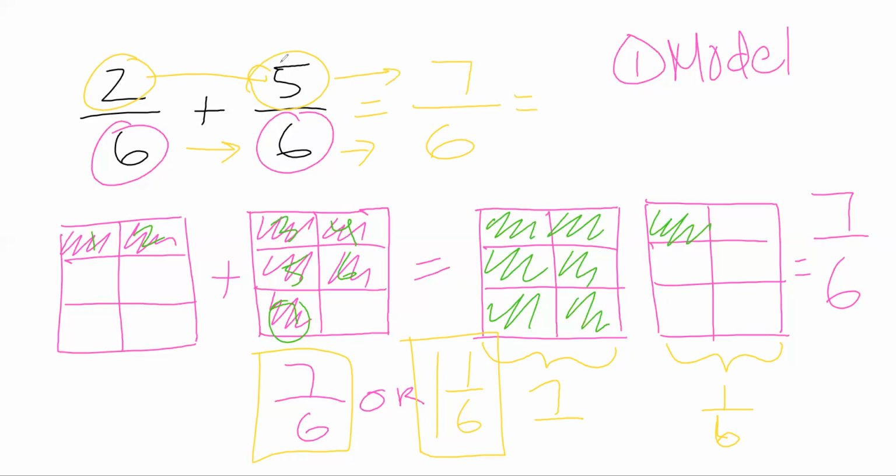And again, what that states, as we can see in the model, is I have one whole and then 1/6 left over. So both these answers are acceptable. We'll learn how to do all that. So let's keep going with that and play around with another one.